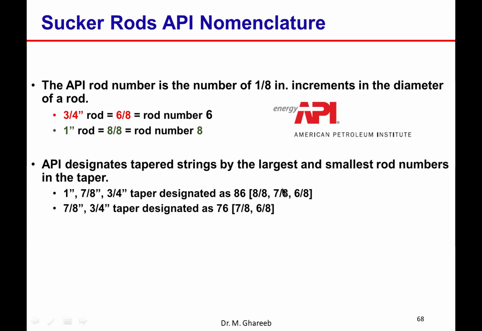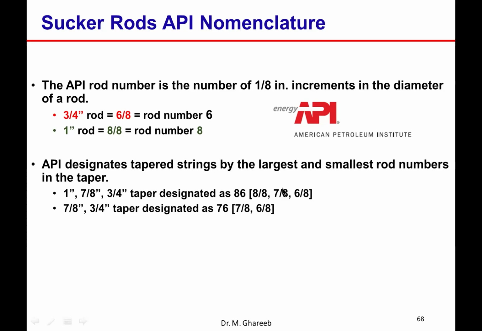What does that mean? If you look at the rod string, I said it is incremental for each size, and the increment between one size and the other is 1/8 of an inch. Then 3/4 inches means 6/8, and 1 inch means 8/8. So if you talk about the top part of this fraction, 3/4 is referred to by the number 6, and 1 inch is referred to by the number 8. Then the API defines the rod string with a number, and so on.